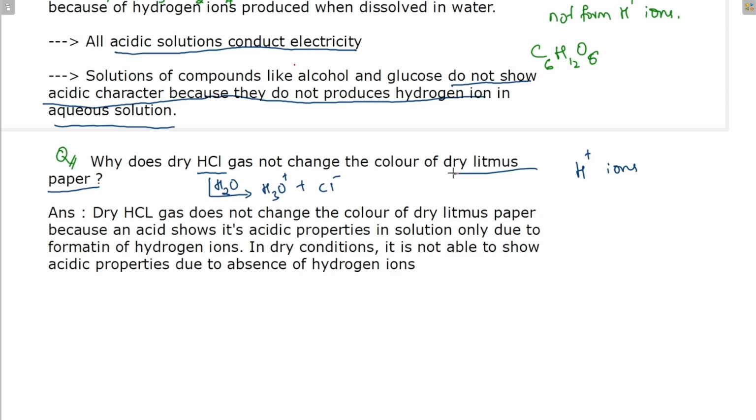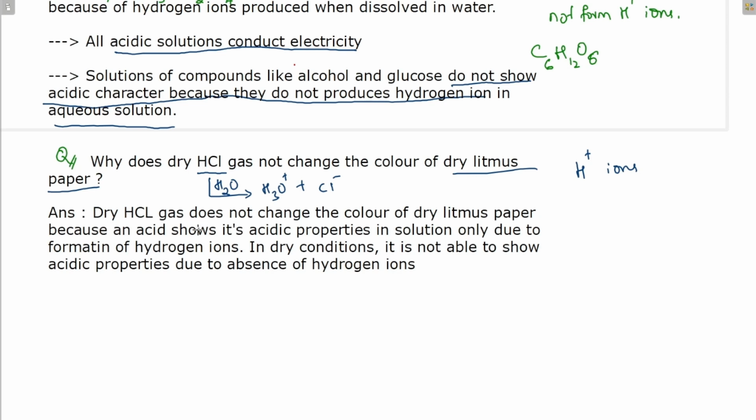Here again they have mentioned dry litmus paper. There is no chance of dissociating because we have taken dry litmus paper here. If we had taken wet litmus paper here, then there is a chance of dissociating HCl gas into H plus ions. Then it would have shown the acidic character. You have to remember this.